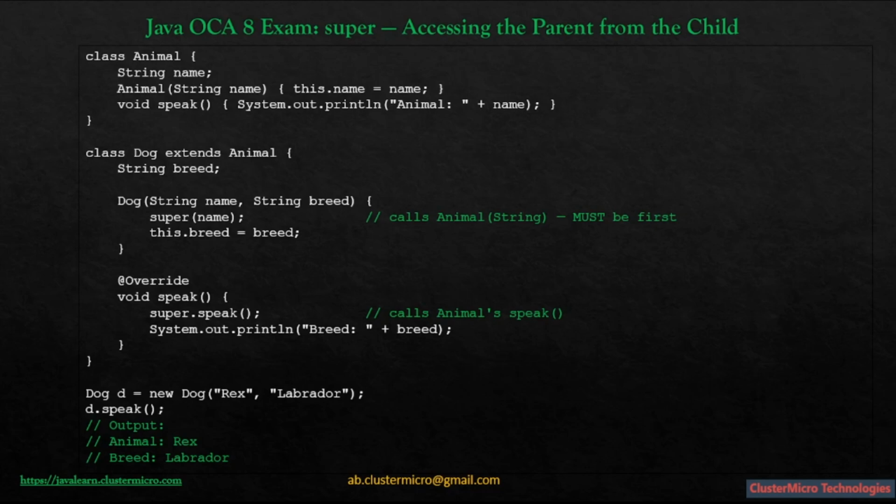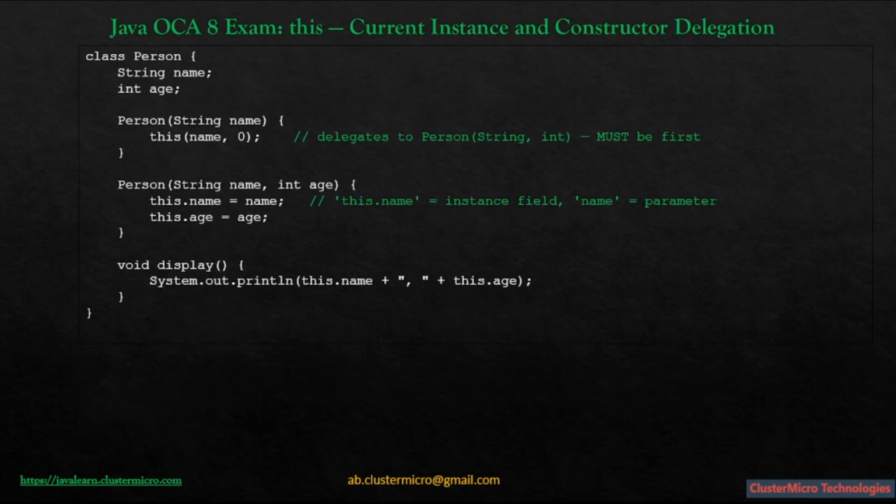Now, current instance and constructor delegation. The this keyword refers to the current object instance, the object on which a method or constructor is being executed. When used with parentheses, as this(), it calls another constructor in the same class. This technique is known as constructor chaining or constructor delegation. Like super, the call to this must appear as the first statement in the constructor. It is commonly used to avoid repeating initialization code across multiple constructors. We have to remember this. This is very important.